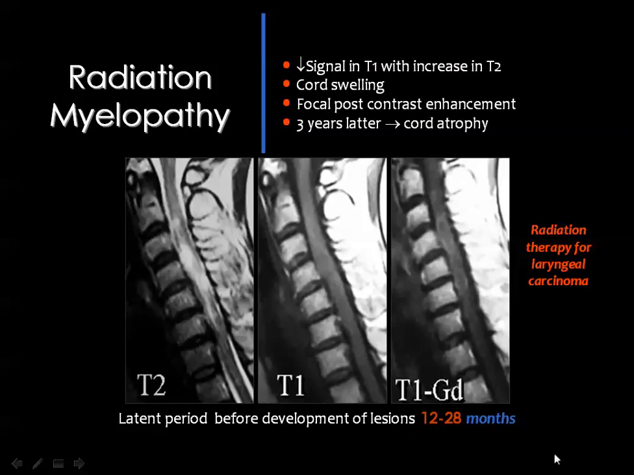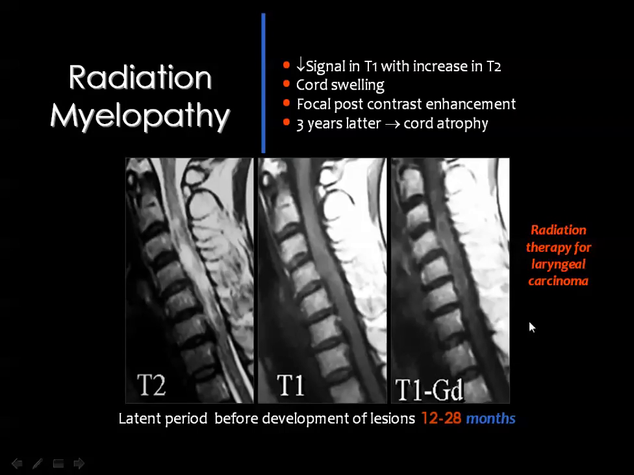Then radiation myelopathy is changes in the substance of the spinal cord secondary to irradiation, usually for neck malignancies. Like in this case, there is radiation for laryngeal carcinoma. The spinal cord is swollen. It shows diffuse increased signal in the T2 weighted images, and after injection of contrast you can see a linear irregular enhancement.